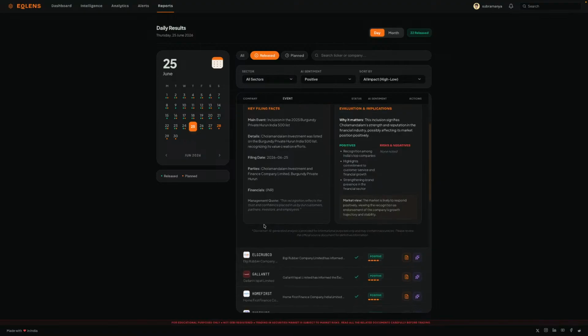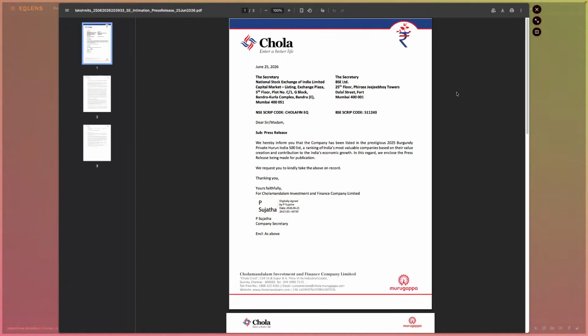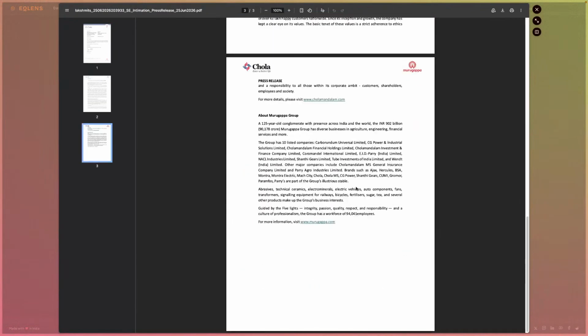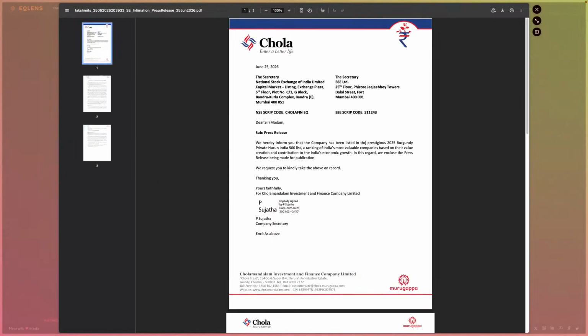Yeah, I don't see any monetary value mentioned here, like they won this award and got 1 crore in bid wins or something like that. It's just a win, that's all. Okay, it's good for Cholamandalam Finance. The company has been listed in the prestigious 2025 Burgundy Private Hurun India 500 list. Okay, good.